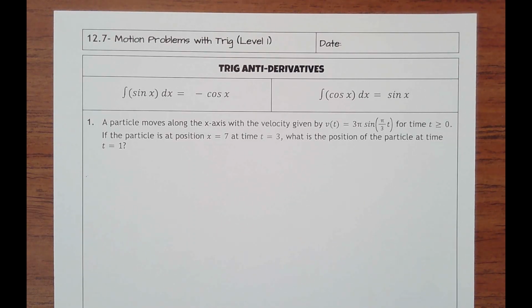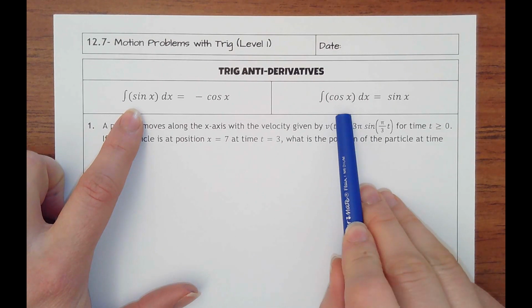Lesson 12.7, motion problems with trig level 1. You might want to pull out your unit circles for this if you don't have some of these trig values memorized. And the only two trig antiderivatives we're going to focus on are sine and cosine.